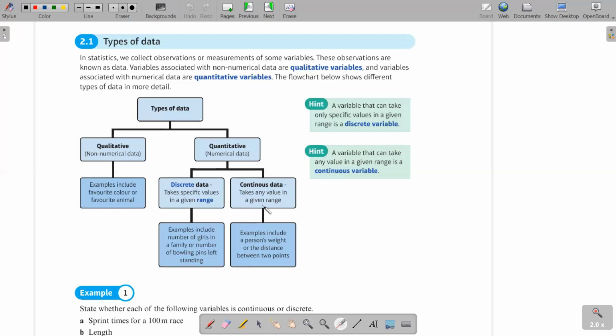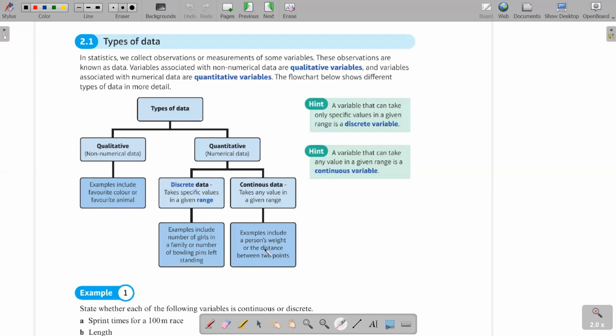What do you mean by that? How does that make a difference between the two variables? Take specific values in a given range. For example, they say discrete data includes the number of girls in a family. The number of girls in a family can be zero, there can be no girls, or you can have one, you can have two. You get all integer values, right? So you take specific values. Specific values are all integer values. Then what's the difference with take any value? In continuous, they say take any value.